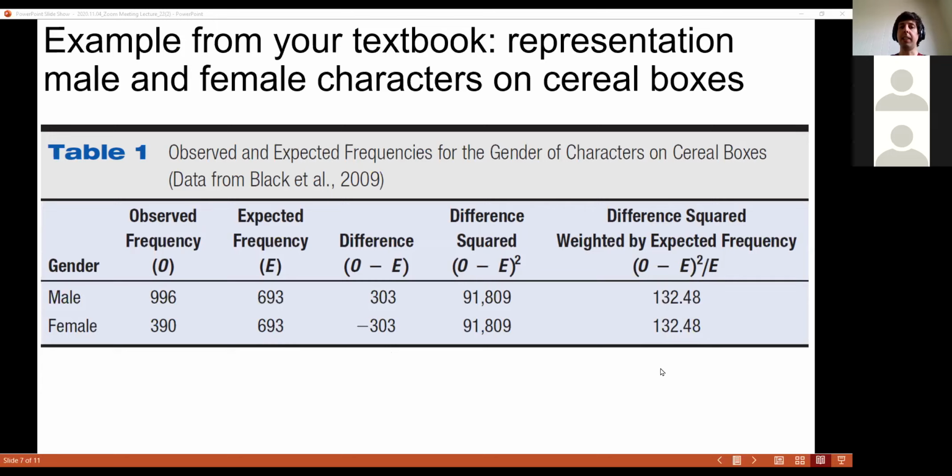But if you want to calculate chi-square, the test statistic for our problem, it's simply a matter of taking the sum of this squared difference weighted by expected frequency. So the chi-square statistic for the data from Black et al. 2009 is 132.48 plus the same number.